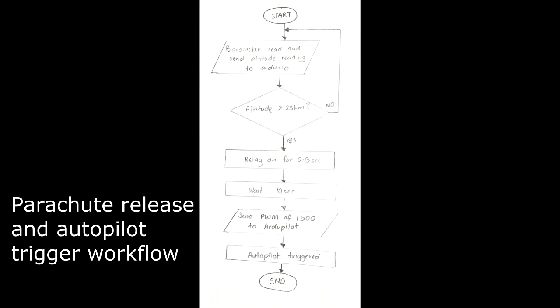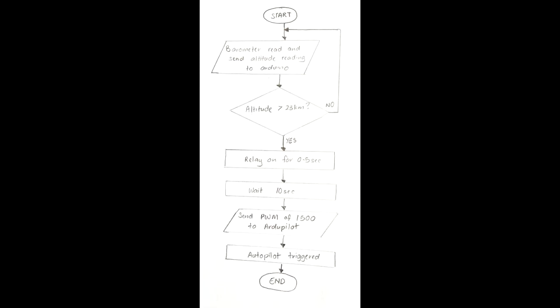Once the altitude is above 23 km, the relay will be triggered for 0.5 seconds and the wire will be short circuited to produce a sufficient amount of heat to burn the parachute string. Then we wait another 10 seconds for the glider to stabilize itself under free fall. A PWM value of 1500 will be sent to the Ardupilot microcontroller and the autopilot will be triggered.